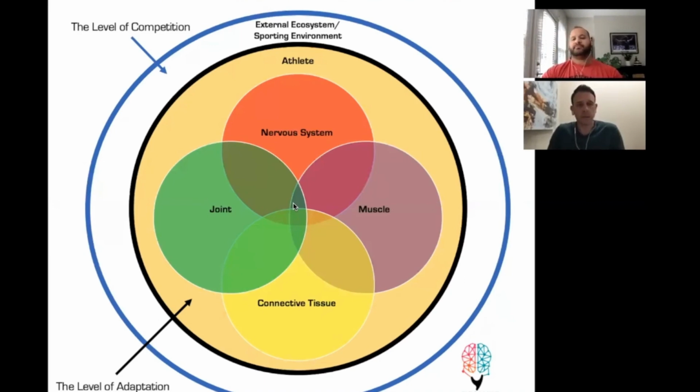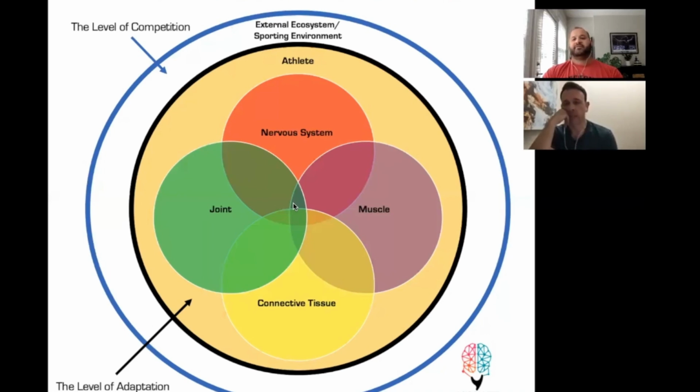if you think about programming generally, this diagram can help you with that to some extent as well, because if you understand the level of competition of a particular sport and what an athlete should display, there is an inherent neurological capacity that is necessary for that athlete in that particular sport. Correct? Okay, so what you're saying is you can look at the external ecosystem or the sporting environment and use that as a feedback mechanism to then start to train.